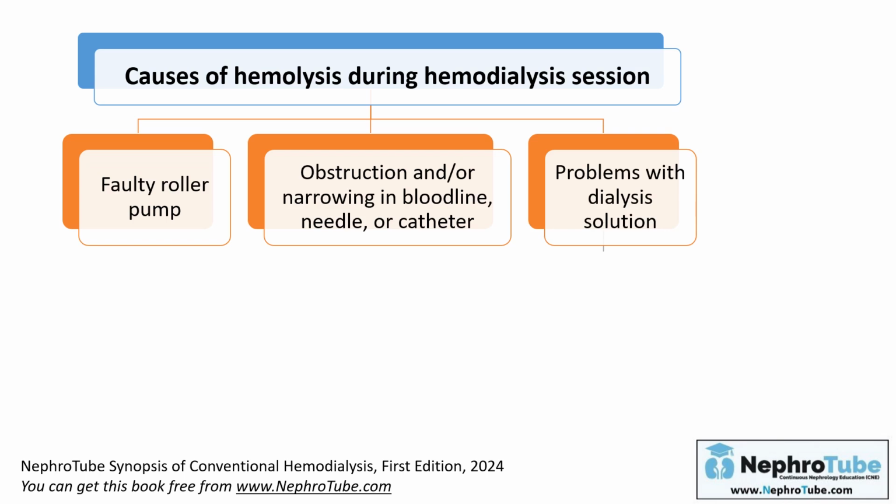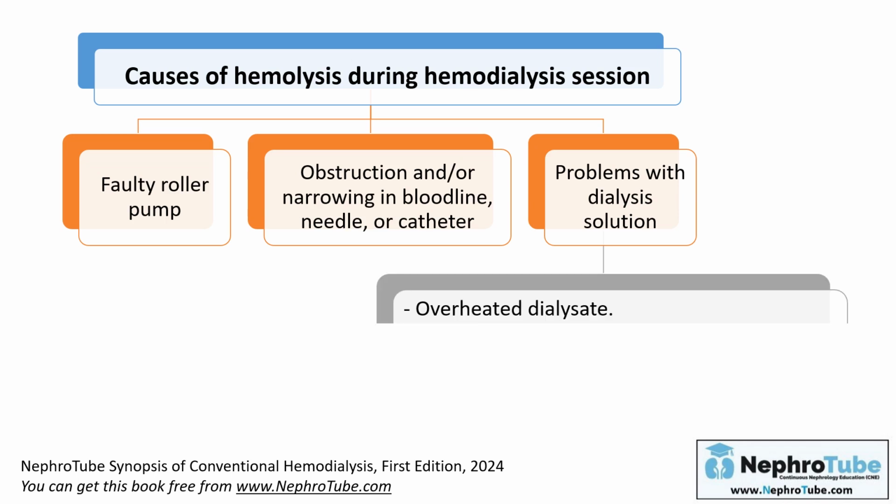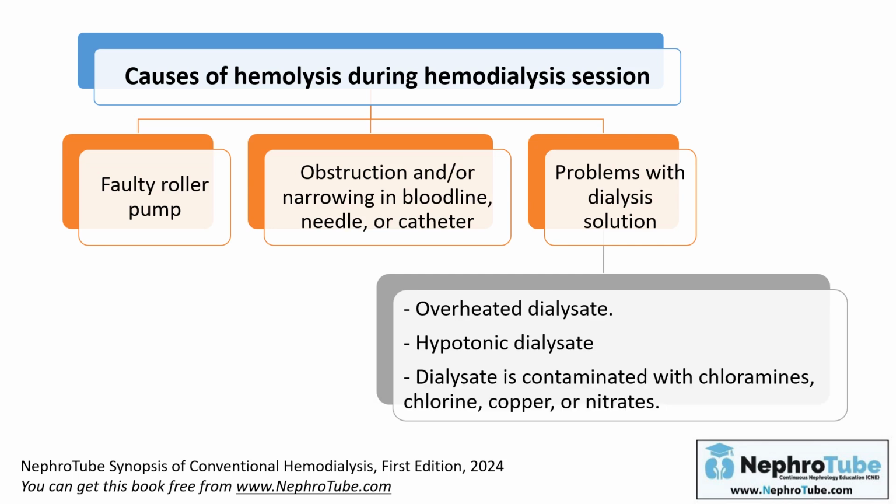The third cause that may cause hemolysis is problems with the dialysate solution. Overheated dialysate can cause hemolysis. Hypotonic dialysate, whatever the cause, due to insufficient concentrate to water ratio, where there is a lot more water than concentrate in the dialysate, will cause hypotonic dialysate, and this will cause hemolysis. And finally, if there is contamination of the dialysate due to chloramine, chlorine, copper, or nitrates, due to inappropriate water treatment unit function, this will be a disaster.